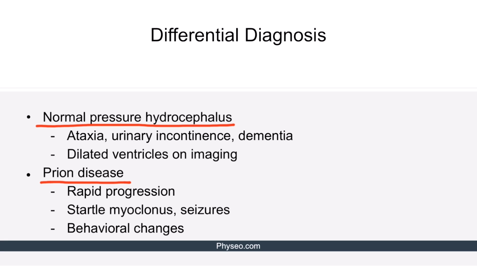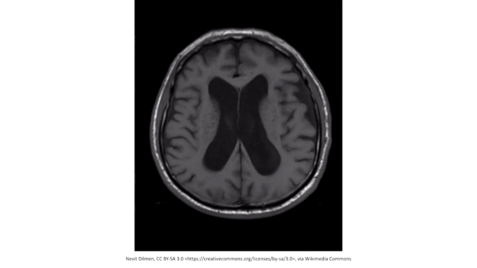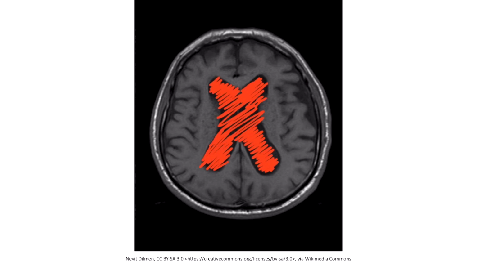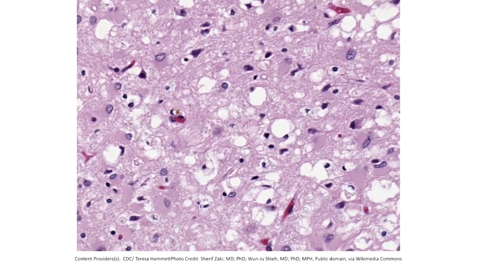Finally, let's take a look at imaging and histopathology findings associated with these conditions. Here's an MRI depicting the enlarged ventricles in a patient with normal pressure hydrocephalus. It is important to note that in normal pressure hydrocephalus, the ventricles are enlarged without any evidence of an anatomic obstruction.